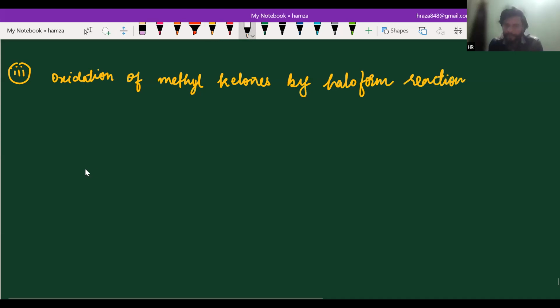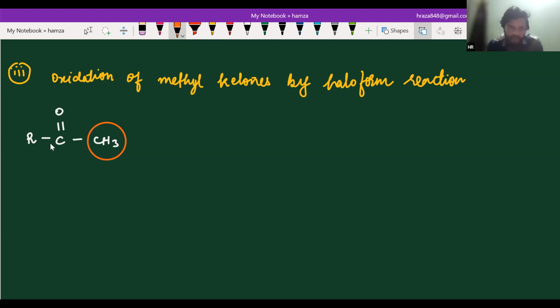If you have any ketone which has a methyl group, how are we going to recognize it? If you have CH3 alongside C double bond O, that is known as a methyl ketone. So this is your ketone and this is your methyl. So it is basically your methyl ketone.